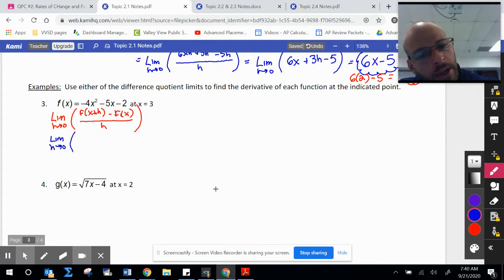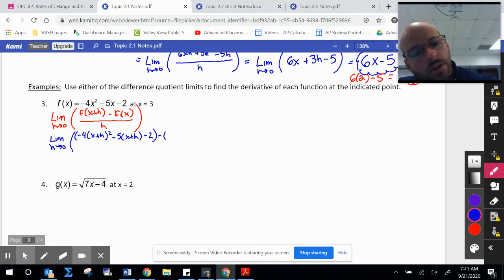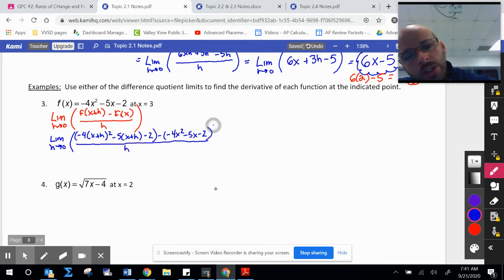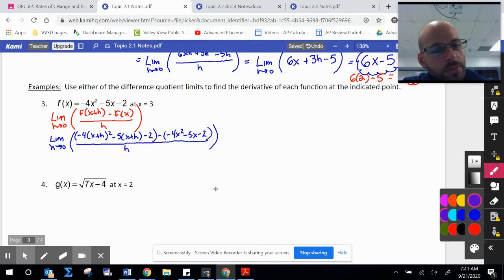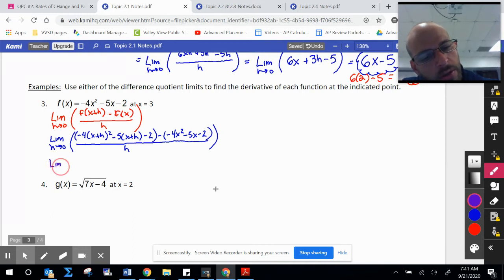Make sure you write your limit every time. The numerator is negative 4 times (x plus h) squared, minus 5 times (x plus h), minus 2, minus the original function, which is negative 4x squared minus 5x minus 2, all over h. The limit as h goes to 0.